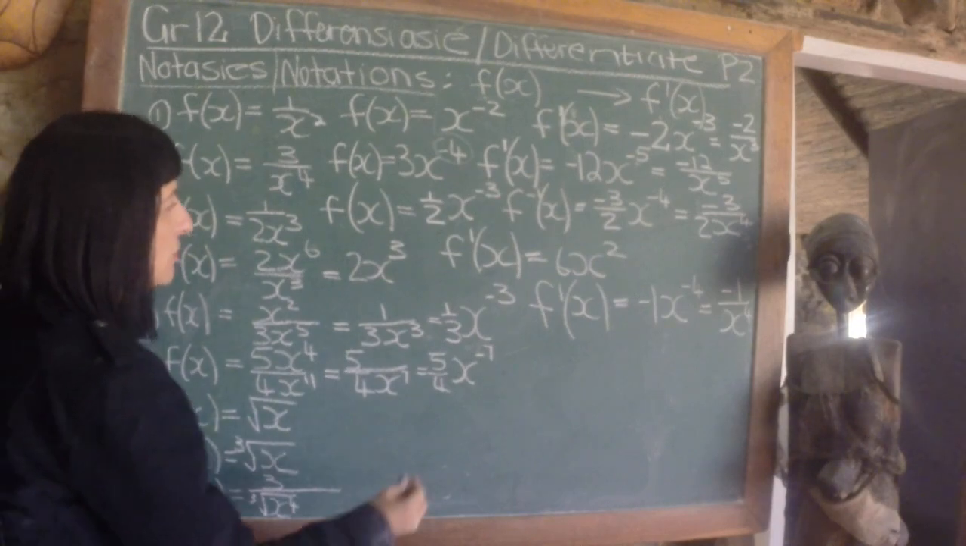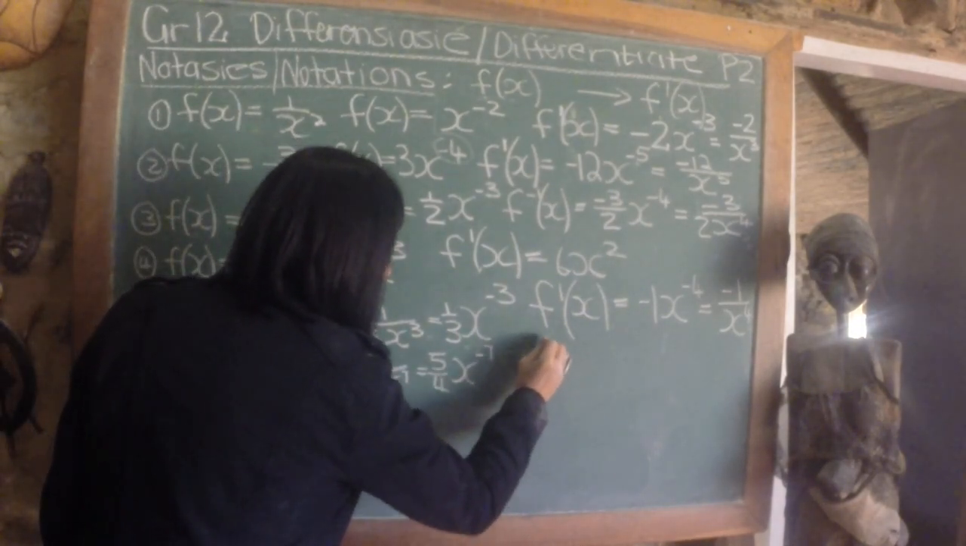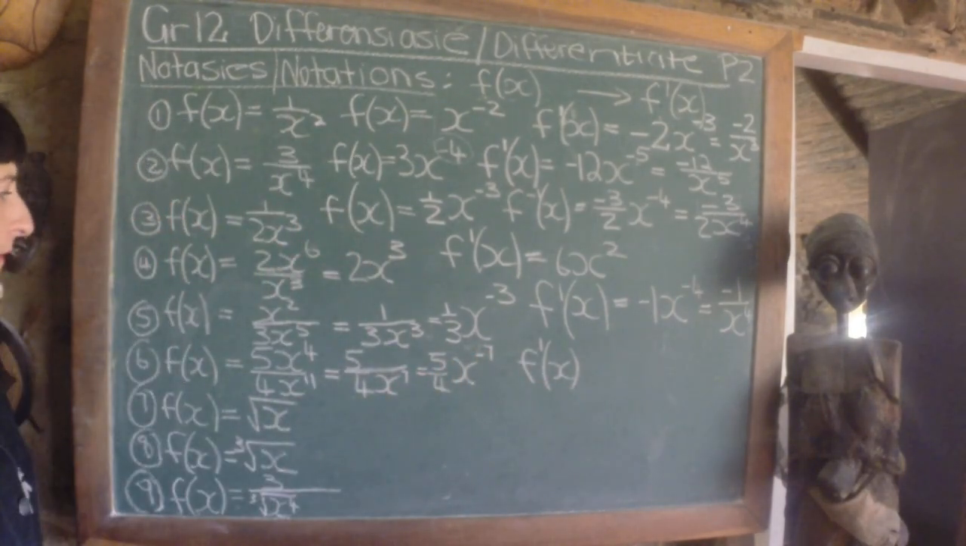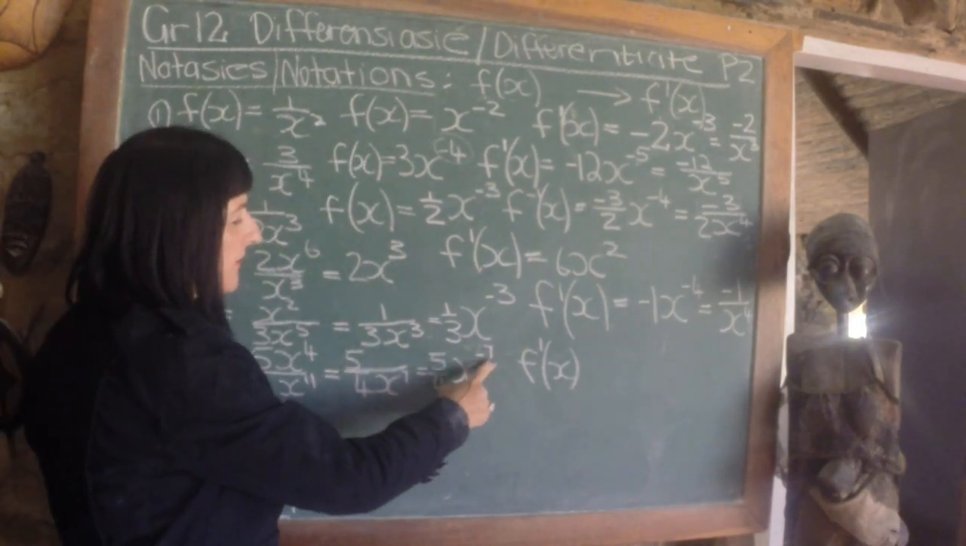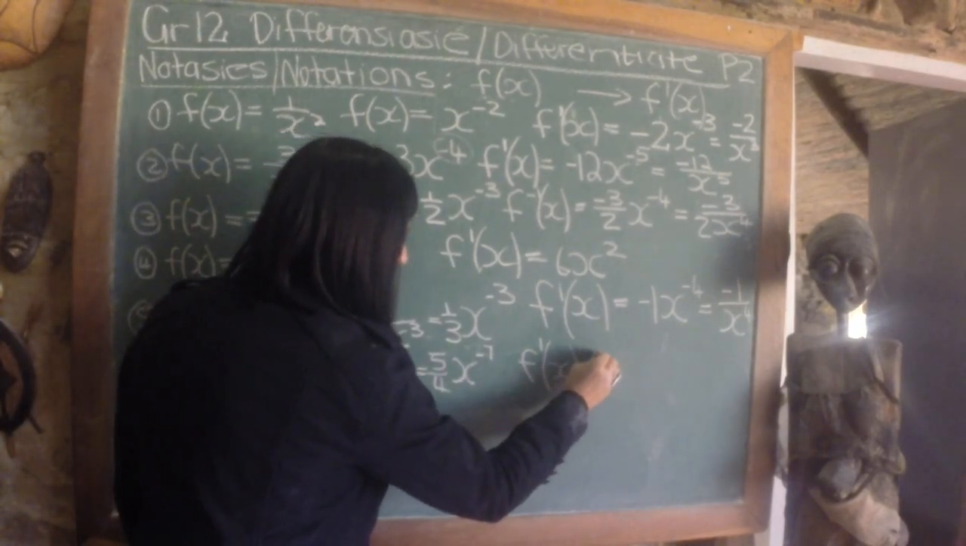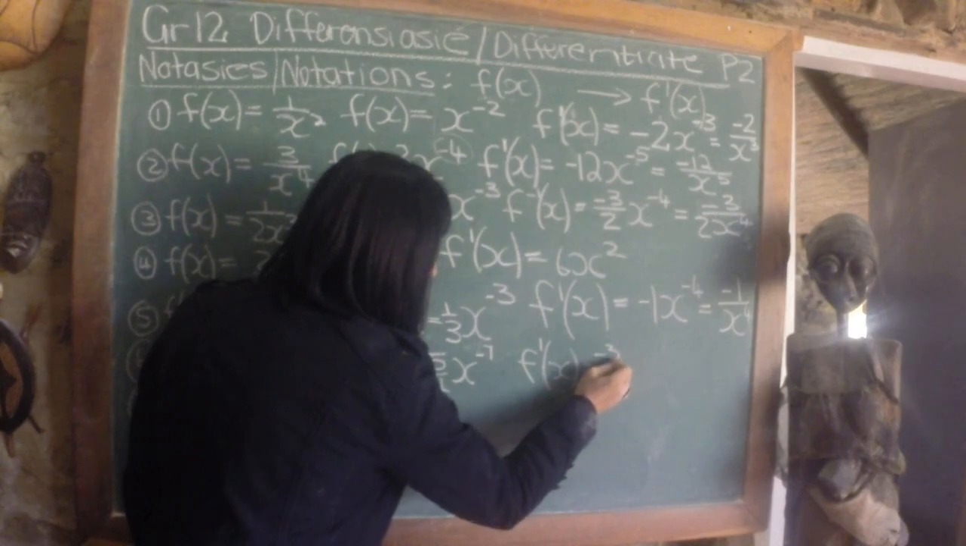So kom ons differentieer nou, om die afgeleide te kry. So ek gaan die minus 7 vorentoe vat. Minus 7 times 5 gives you minus 35 on 4.